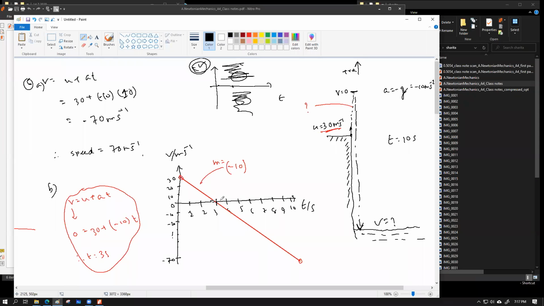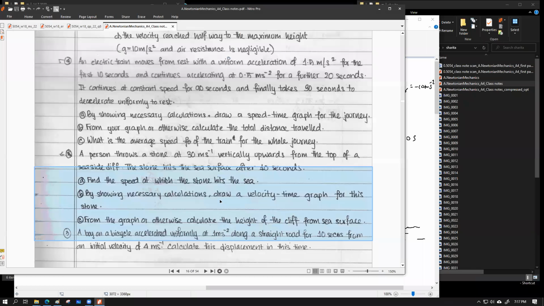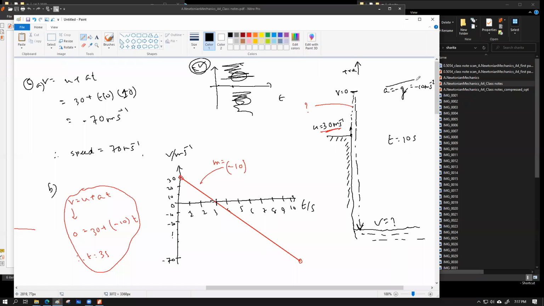Okay. Now let's see what part c says. Part c says, from the graph calculate the height of the cliff from the sea surface. So height of the cliff from the sea surface, which means what are we asked to calculate? We are asked to calculate the height of the cliff. Let's say I'm going to use blue. We're asked to calculate how much is this, this much, in terms of distance.